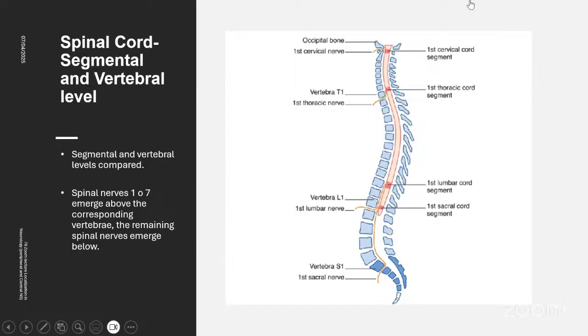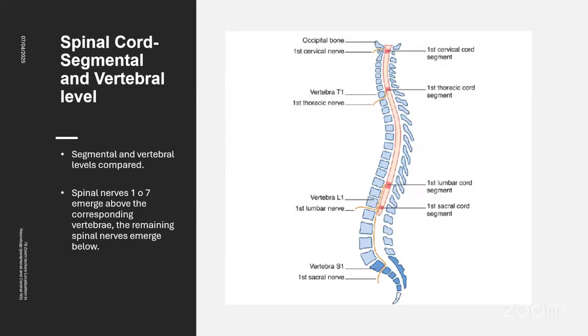The spinal cord is segmental. It divides into segments. The segments and vertebral levels are sometimes not at the same level because of embryonic development. The spinal cord is pulled up. So spinal nerves 1 to 7 emerge above the corresponding vertebral body. The remaining nerves emerge below the vertebral body. So today we'll be talking about the spinal cord and cervical and lumbar roots and peripheral nerves.